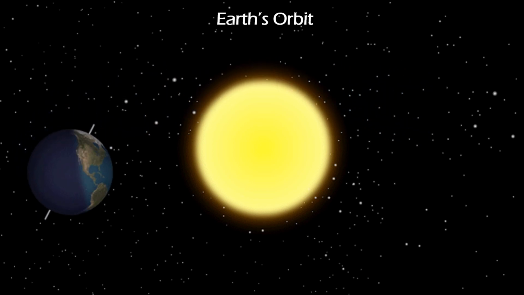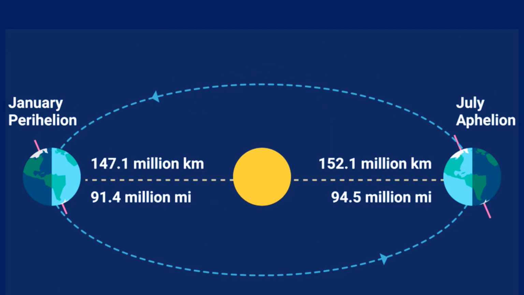The Earth is at different distances away from the Sun at different points of its orbit. During July, it's 152 million kilometers away from the Sun, and in January it's 147 million.